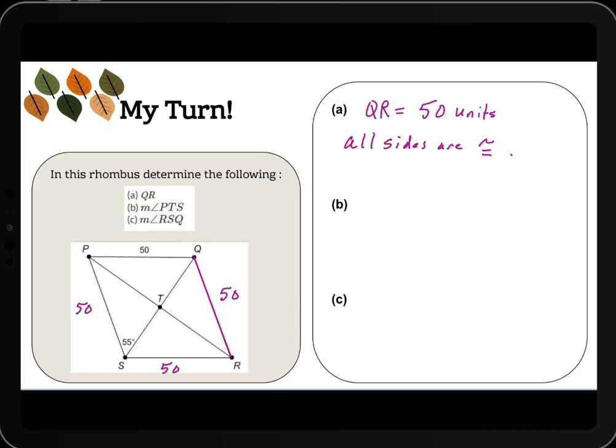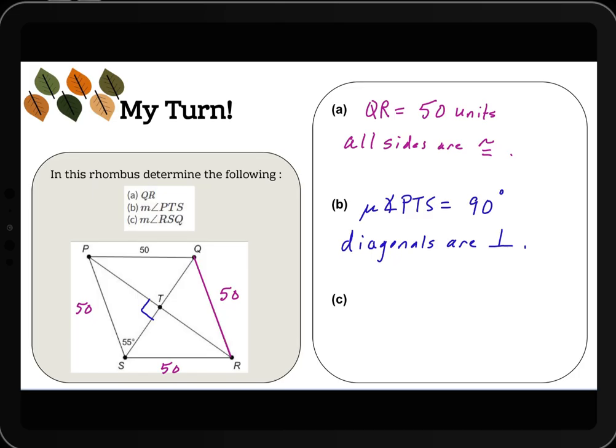Next, we're going to find the measure of angle PTS. That angle is located P to T to S. So T is the vertex, that means right there. This is the center of the rhombus, where the diagonals intersect, I should say. And we know that a property unique to them is that they are perpendicular, right? So because the diagonals are perpendicular, again, that's what this symbol means, the degree value of that angle is 90 degrees.